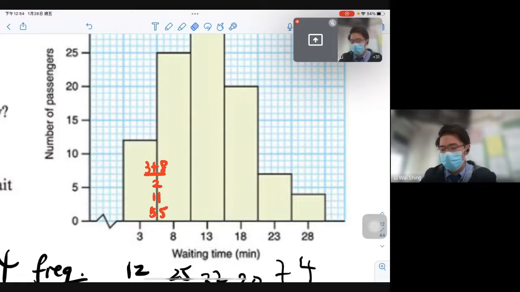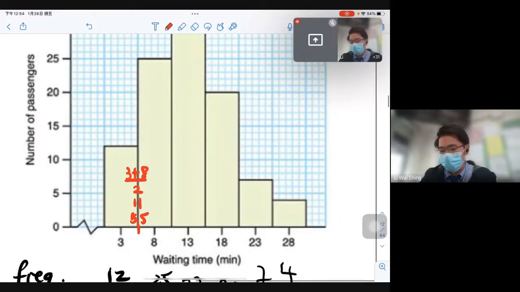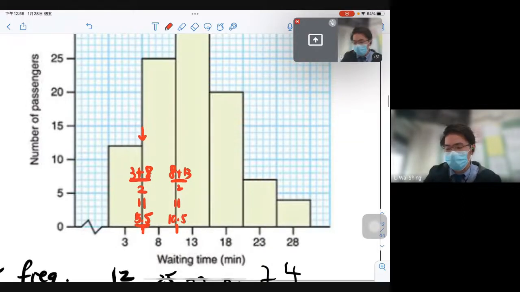Then you find this middle value here. And you can use (8 plus 13) over 2, which is equal to 10.5, and find the value here. But my question is, is this the class boundary or the class limit? Is this 5.5 the class boundary or the class limit?